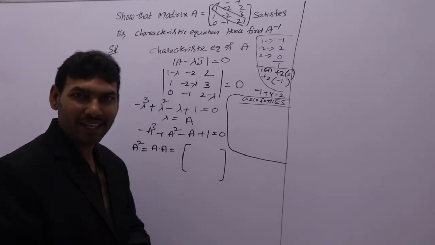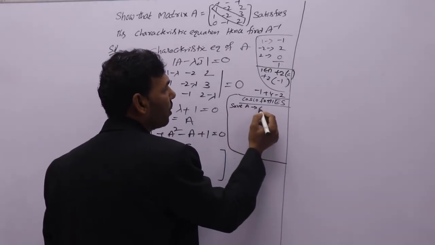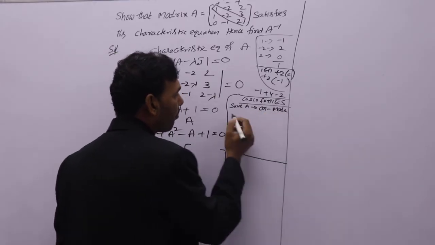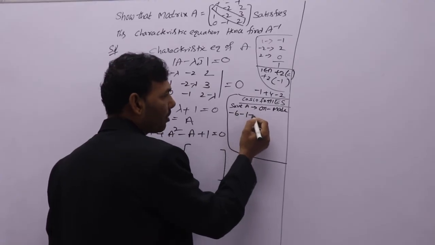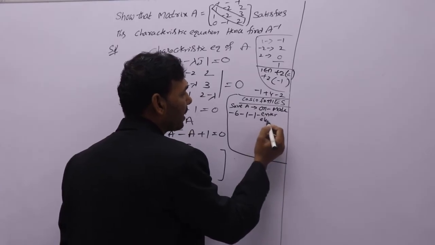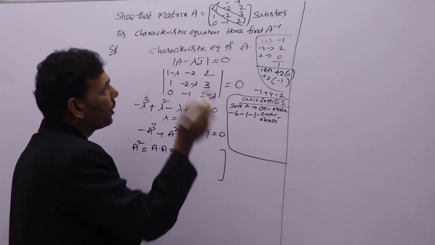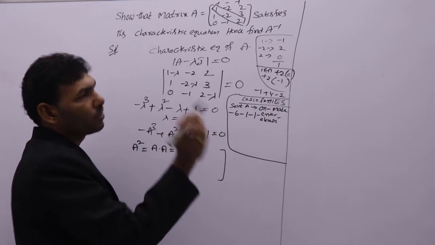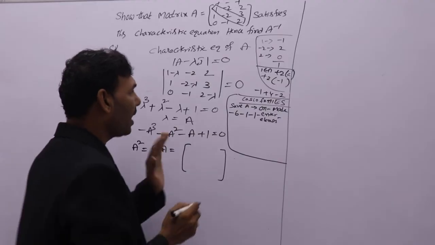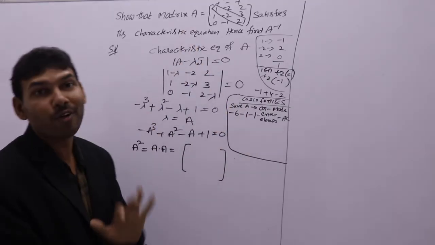To save the matrix A in the calculator, what you need to do: switch on the calculator and press mode, press 6, press 1. Then enter elements. Simply enter these 9 elements. How to enter? 1 equal to, minus 2 equal to, 2 equal to, 1 equal to, minus 2 equal to, 3 equal to, 0 equal to, minus 1 equal to, 2 equal to. Like that you need to enter. After entering elements, press the AC button. This means matrix A is saved in your calculator.